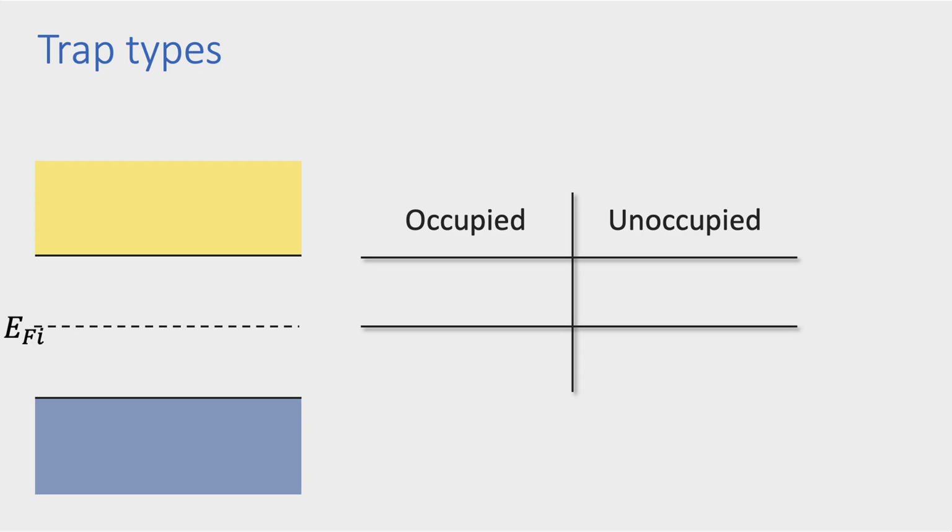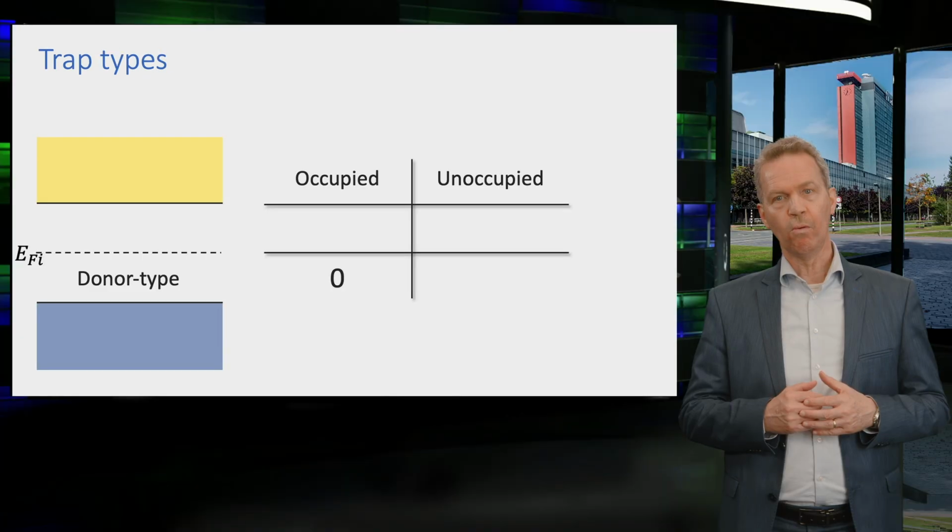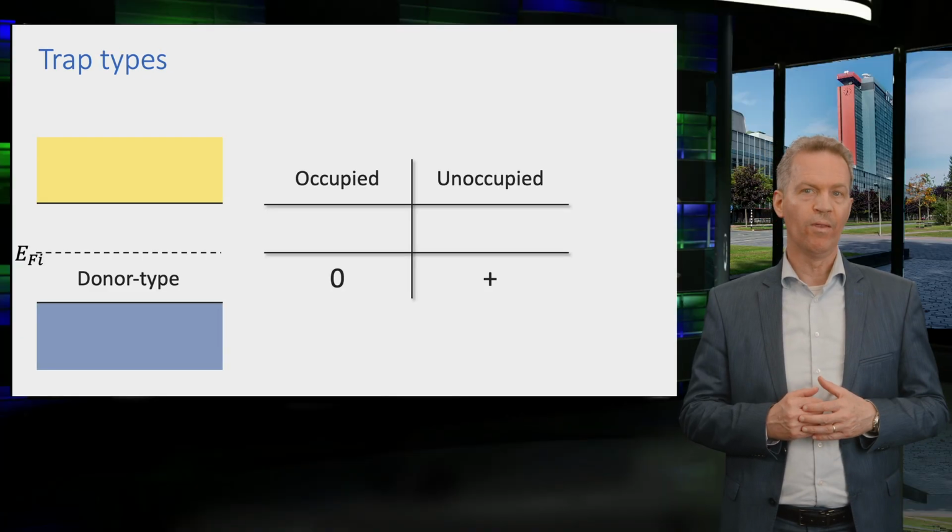We distinguish two types of recombination levels. First, donor-type traps, which reside between the valence band edge and the intrinsic Fermi level. These traps are neutral when occupied by an electron and are positively charged when not occupied.